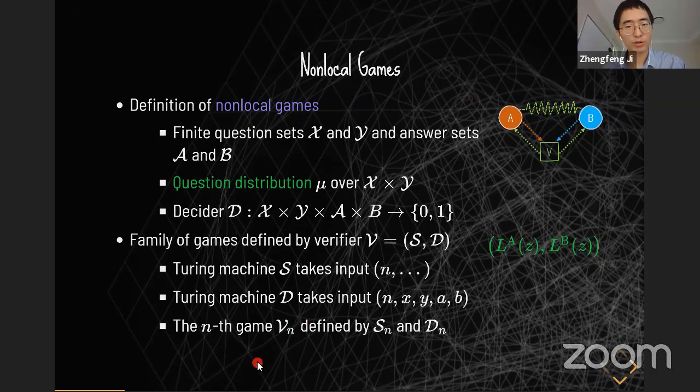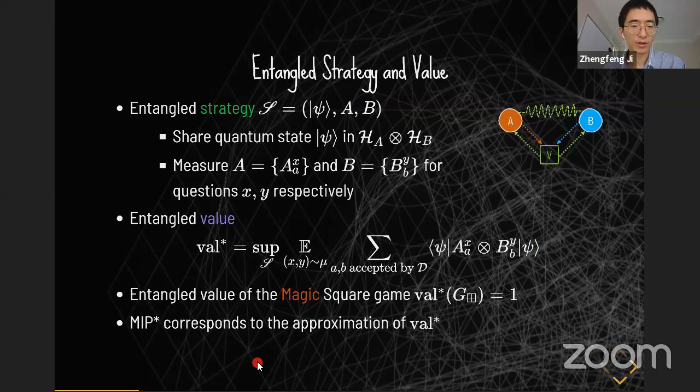Once we have the game, we'll consider two values. One is called the entangled value, and the other is called the commuting operator value. An entangled strategy is a tuple of a state and measurements, where the state is in the tensor product space. The entangled value is obtained by maximizing the winning probability over all possible strategies, and that's the expression for the winning probability. What's magic for the magic square is that the entangled value is 1, even though the constraint system has no classical satisfying assignment. Basically the class MIP star is about the problem of approximating the entangled value of a game to some precision, given a certain size.